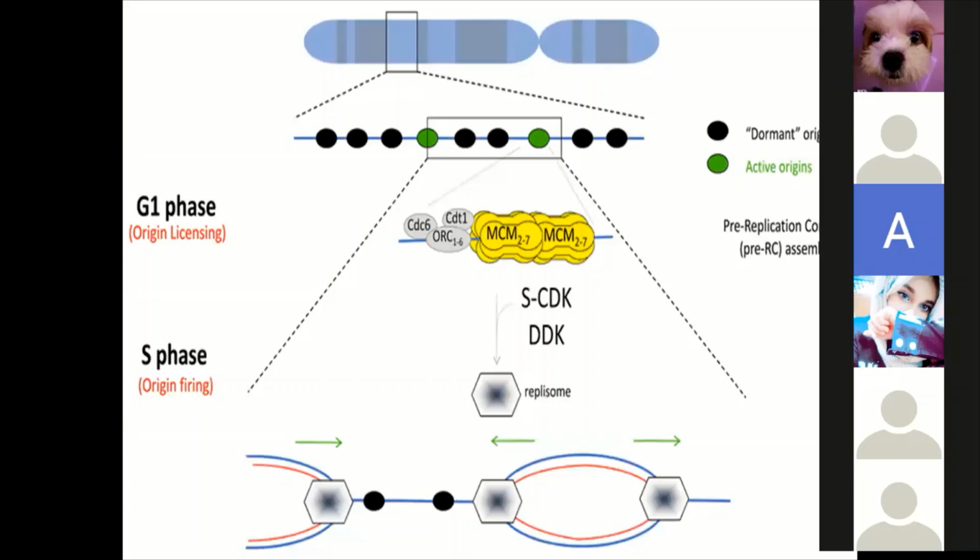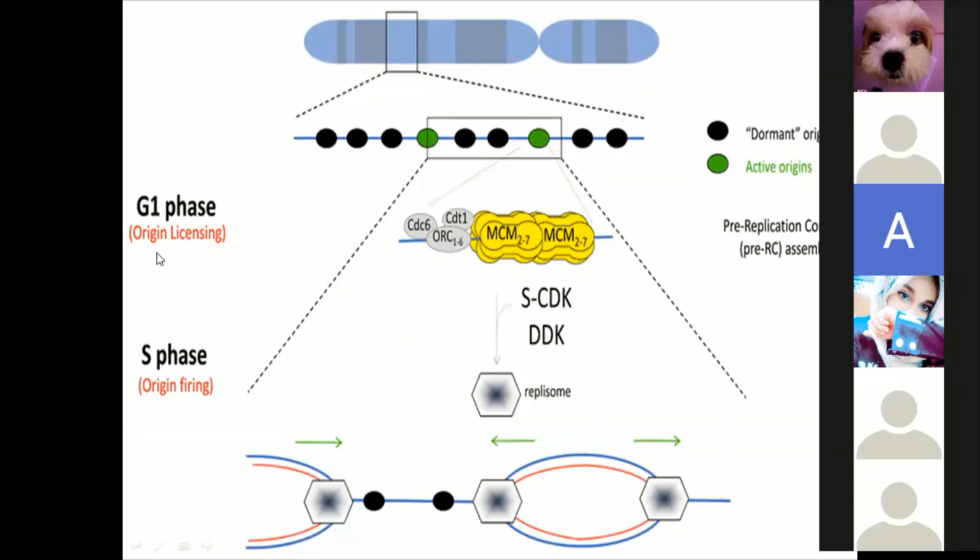See, it's like this here. This is in case of eukaryotes. In case of prokaryotes like E. coli, it is only that DNA A. But here there are so many proteins which are involved in the process.